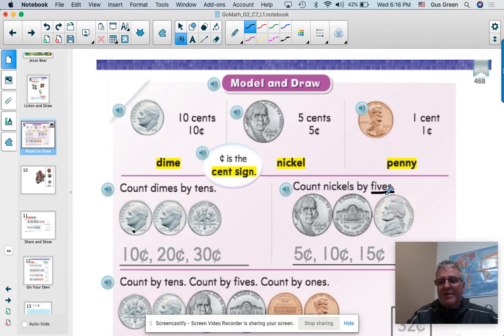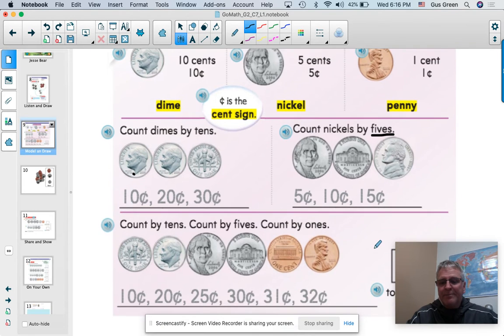Nickels, you count by 5s. So these 3 nickels would be 5, 10, 15. Now, when you get into rows that are mixed, you have to skip count, but then you're going to have to make sure you change how you count. You can't just count by tens all the way across this row or you get the wrong answer. The dimes, you count by 10, 10, 20, but then you've got to switch because it's nickels and count by 5s, 25, 30. And then you have to switch again and count by 1s because the pennies have a value of 1. So 31, 32.